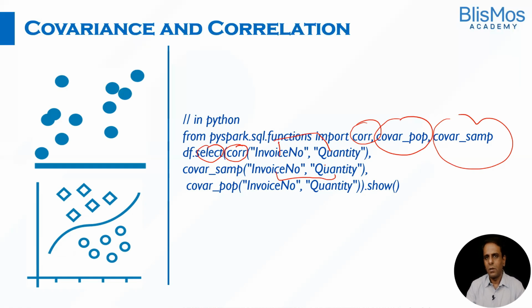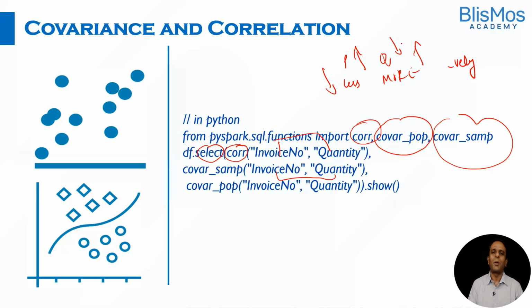Just to take an example, let us say you visit a retail store. Usually, if you have observed, if the price is less, you tend to purchase more quantity of the items. What it means is both of them are negatively correlated. If one goes up, the other comes down. If the price goes up, the quantity comes down. That is one simple example of correlation.